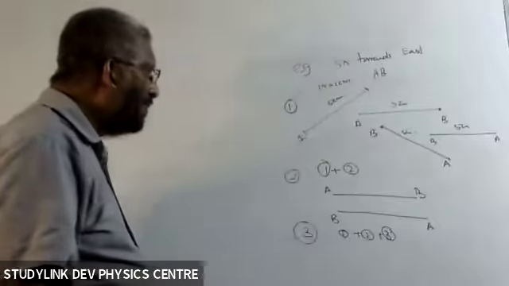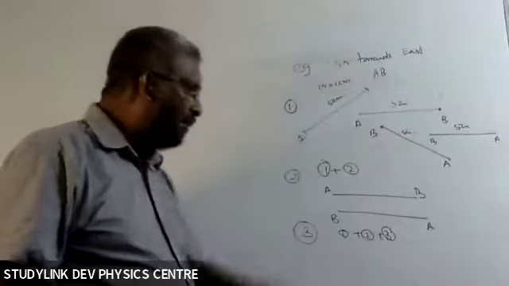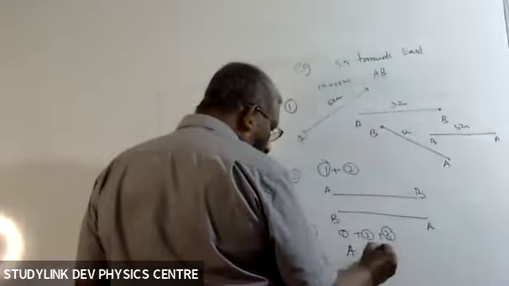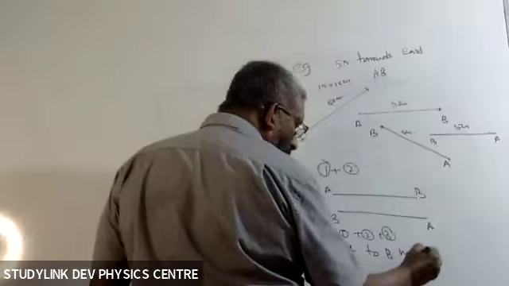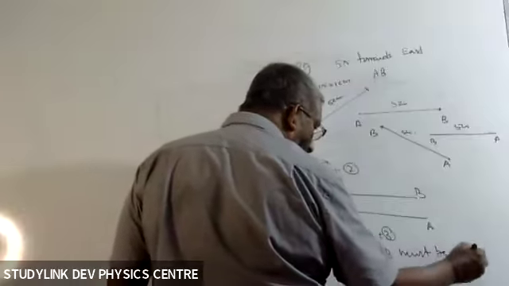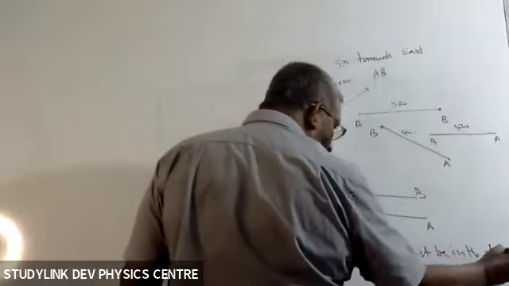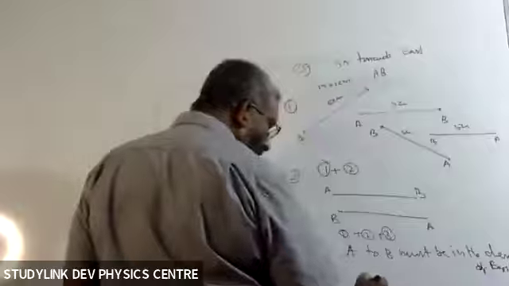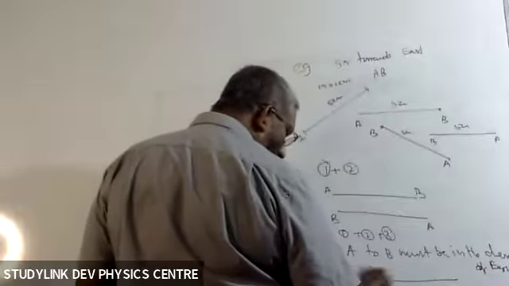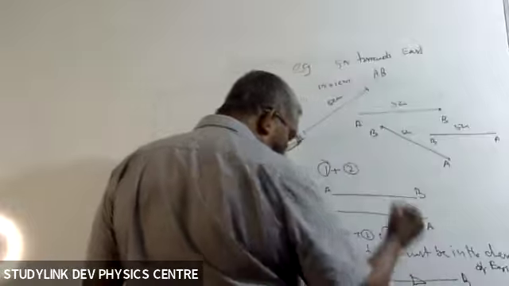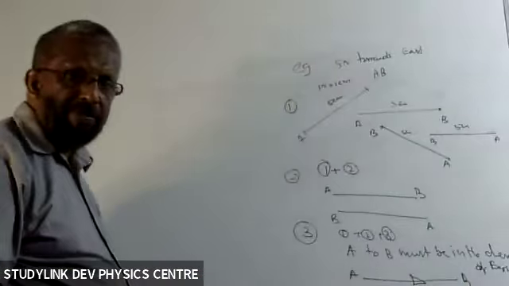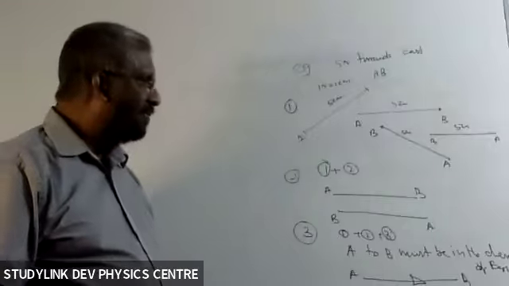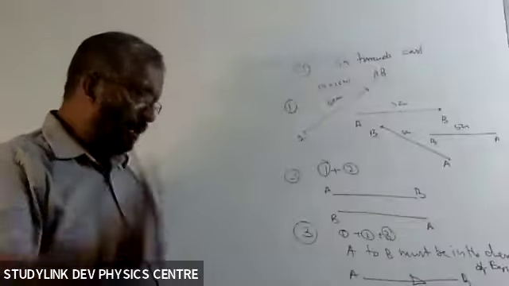The direction from A to B must be east. That means A to B must be in the direction of east. Then the correct one is this one only, AB. That time you put the arrowhead here. So then you can draw it at once. Right? Don't do anything.